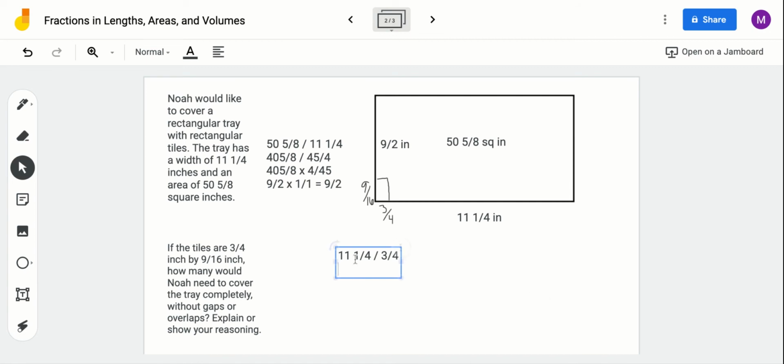Again, I don't like to work with mixed numbers. I'm better off making it a fraction. 45/4 divided by 3/4 is 45/4 times 4/3.